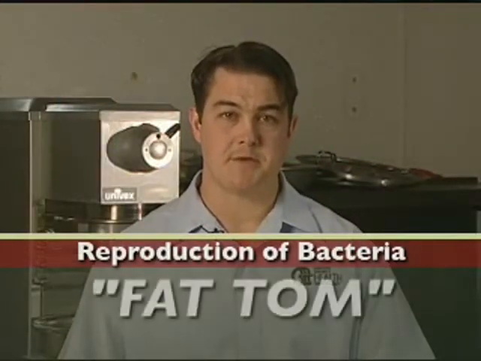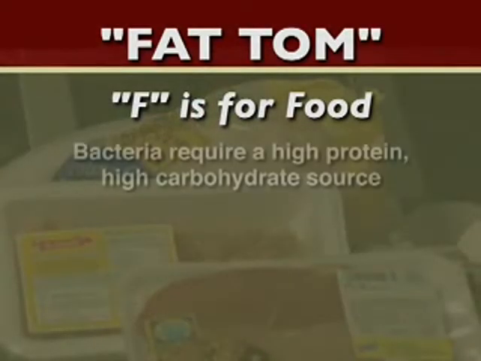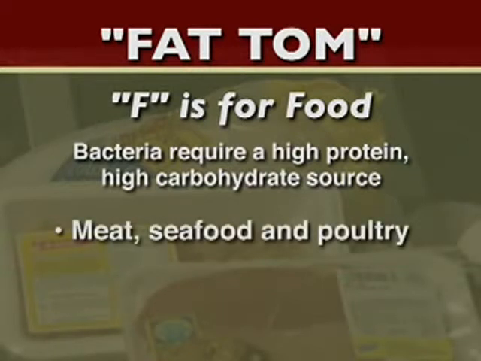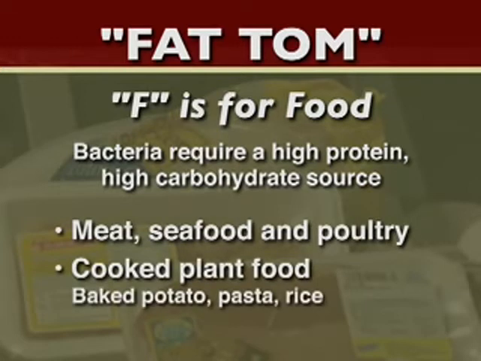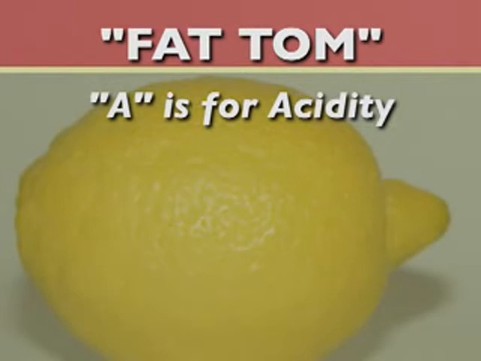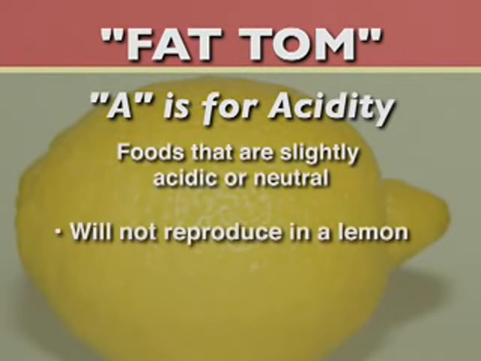So what do bacteria need to reproduce? The best way to remember is by using the acronym FAT-TOM. The F in FAT-TOM stands for food. Bacteria need a high protein, high carbohydrate food source. Examples would be any meat, seafood, or poultry product, and any cooked plant food such as baked potatoes, pasta, and rice. The A in FAT-TOM stands for acidity. Bacteria cannot typically reproduce in a highly acidic food such as a lemon.